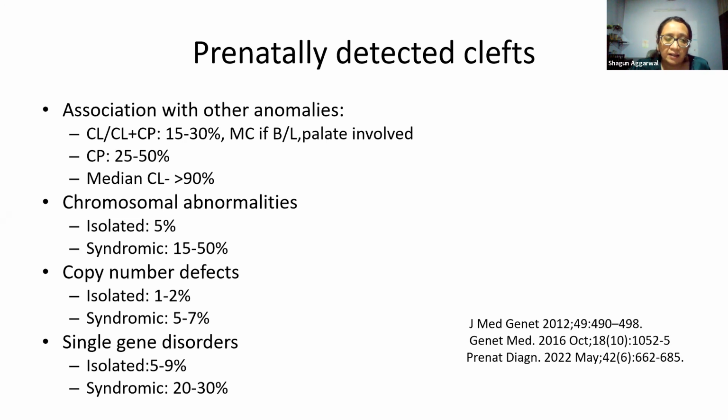Once, as per the scan findings, you can say whether it's isolated or syndromic, then we need to do the genetic workup. We should look for chromosomal abnormalities, copy number defects, which is basically microdeletion and microduplication, and also single gene disorders, as we saw in the last two cases. With isolated cases on scan, the yield of a genetic test is much lower, on average around 5 to 10%. Whereas if there are associated findings, this yield will be really high. If you add everything, you can say more than 50% would be the yield of a genetic test.